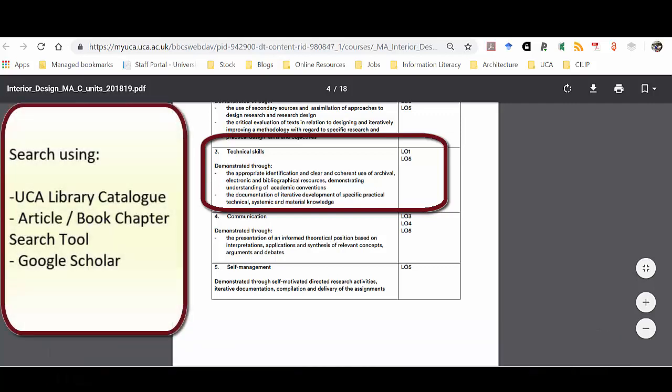So would you say that clear and coherent use of archival, electronic and biographical resources would be using the resources we looked at in the first workshop? Like the library catalogue, Google Scholar and the e-resources search, as they're the sorts of resources that will find these texts? Yeah, absolutely. That's exactly what we're looking for when we're talking about research skills as well. So hopefully that underlines the importance of paying attention and making use of those seminars and research support sessions that are scheduled for you, because they link really closely to what you're being assessed on.